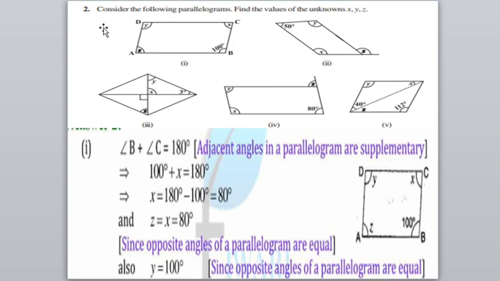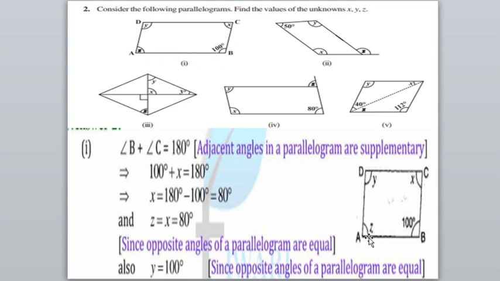Then question number 2. In question number 2 it is given, consider the following parallelograms, find the values of unknown x, y, z. So here we have to consider that they are parallelograms, and we have to find out the unknown values that are x, y and z. So the total number of figures given here is 5. In them some angles are given, some are not, so those unknown angles we will find out.